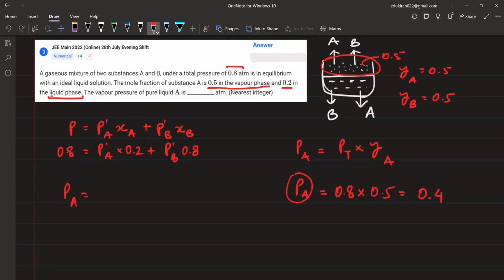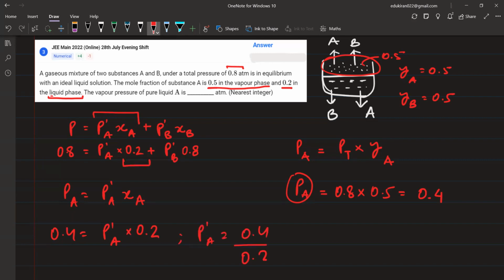Okay. Now PA is equal to 0.4. Also PA will be equal to P naught A chi A. Correct है? Yes or no? Please tell me. यहाँ से है ना, partial pressure of A. So PA is 0.4 is equal to P naught A chi A. Chi A कितना हो जाएगा? Chi A is 0.2. है ना? So P naught A will be equal to 0.4 upon 0.2. कितना आ जाएगा ये? This will be 2 atm. atm में सब कुछ है.